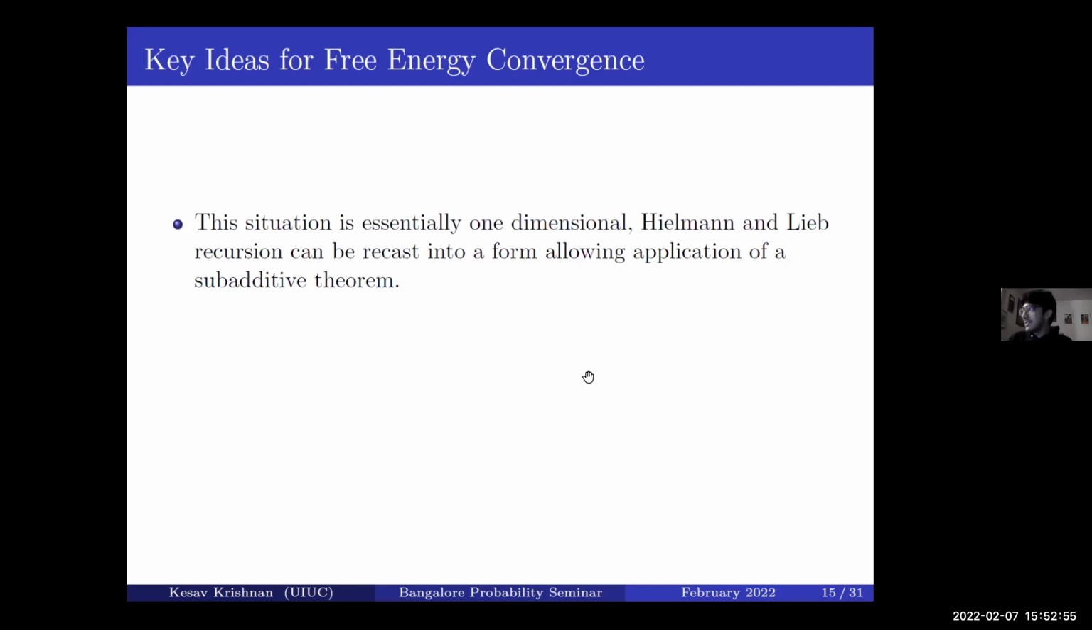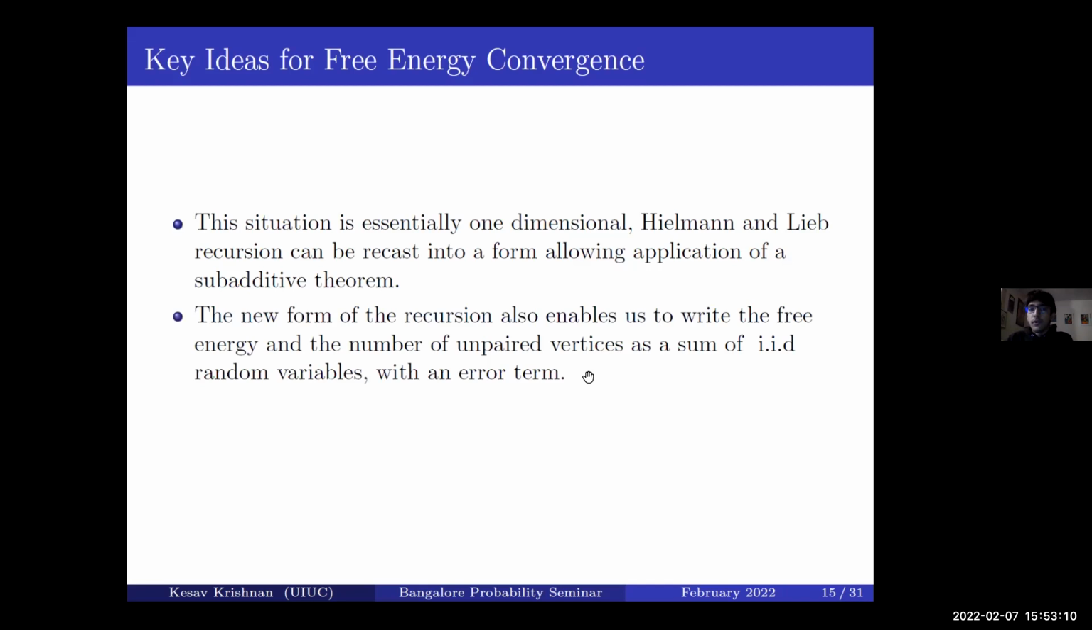Thanks. So the key idea for establishing free energy convergence is the one-dimensionality of the model. The Hellman and Lieb recursion can be recast into a form that allows the application of a subadditive theorem. The new form of the recursion will then enable you to write the free energy and the number of unpaired vertices essentially as sums of IID random variables with an error term that can be controlled in the limit. And we will show that this error term vanishes in all relevant limits.